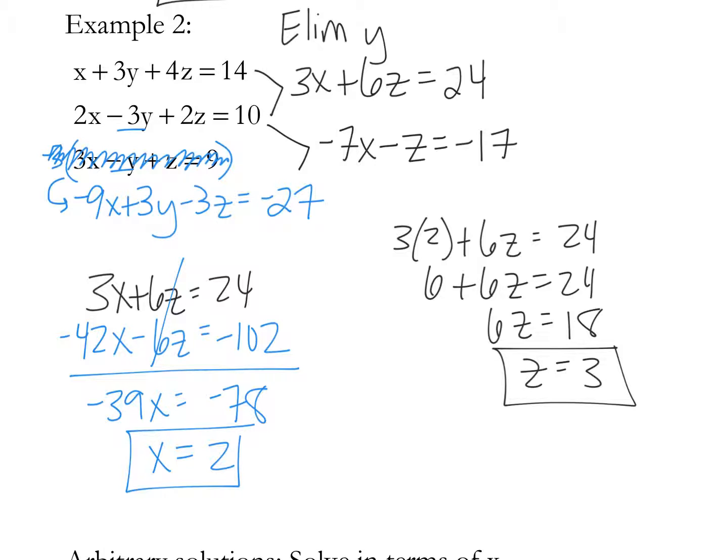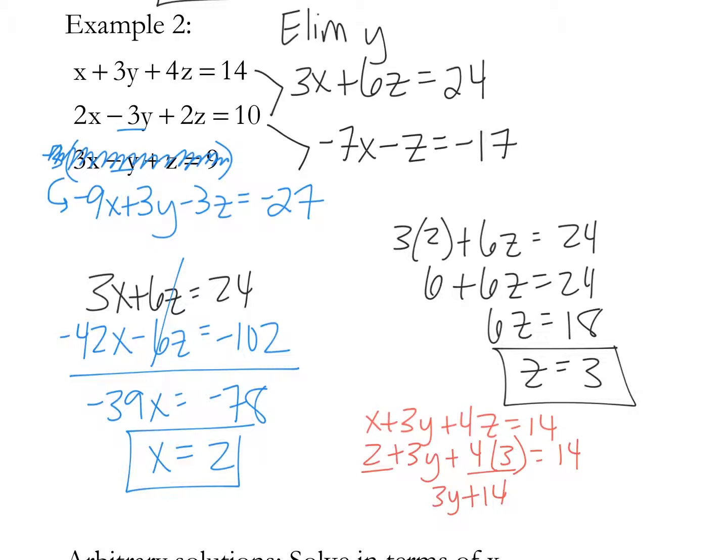Okay, so I think I'll use the first equation. I'm going to use the x plus 3y plus 4z equals 14. So I'm just using the first equation because that one looks kind of easy to me. So when I plug in 2 for x, don't know what y is, but for z is going to be 3. And now I just need to solve. So 2 plus 12 gives me 14.